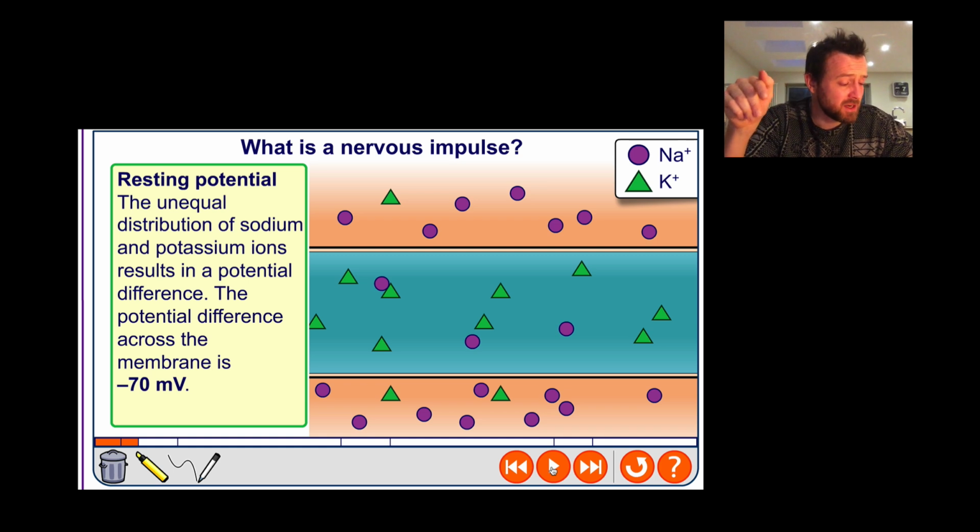Actually, in your syllabus, I think it's minus 60, but sometimes it's minus 70. I think it may actually depend on the neuron. I have seen one exam question which asks you to analyze some data and compare neurons, for example. So it can be 70 or 60.